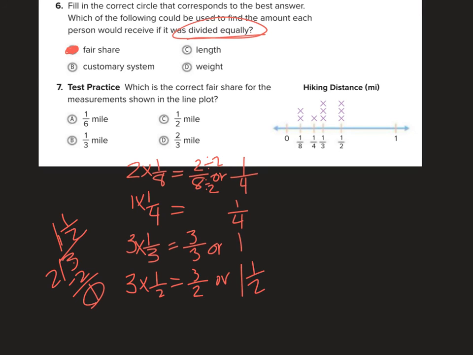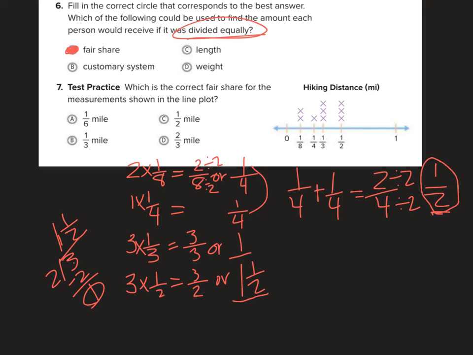Okay, so let's add like denominators first. 1 fourth plus 1 fourth equals 2 fourths, right? Just add the numerators. Denominator stays the same. Divide by 2, 1 half. Okay, so when I added those two together, I got 1 half. So now I'm adding 1, 1 and a half, and a half. So first, let's start by doing 1 half plus 1 half. That would give us another whole, right? So I have 1, 2, and 3. So our total hiking distance is going to be 3 miles.